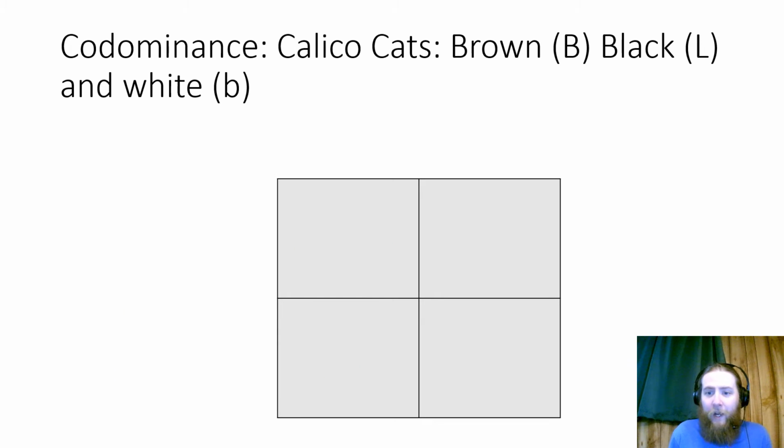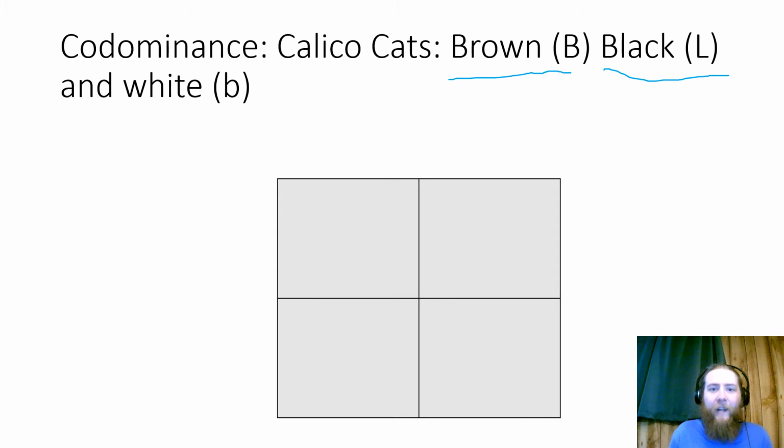Now, codominance is a little bit different. In codominance, both brown and black have capital letters. Both of these are dominant. So this is how we get calico cats. If you've ever seen a calico cat, they're really pretty. They have 3 colors on them. They're always female. When I come back, we'll talk about sex-linked traits. Color blindness in humans is sex-linked. There's lots of things that are sex-linked that ride on the X chromosome.